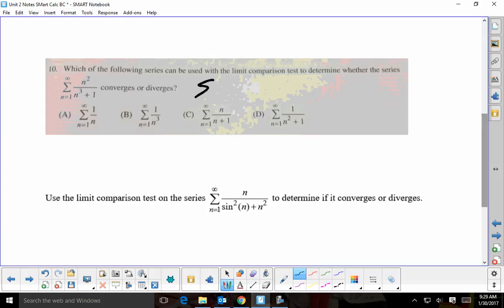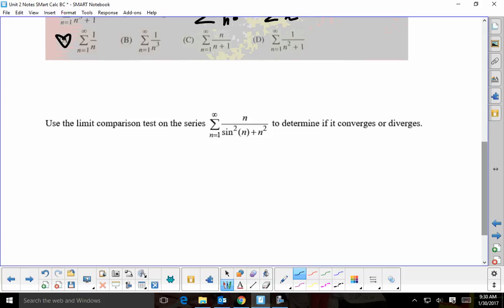Okay, so what's the biggest on the top? n squared. What's the biggest on the bottom? Which reduces to just 1 over n, which is good. Okay, one more that we're going to do.